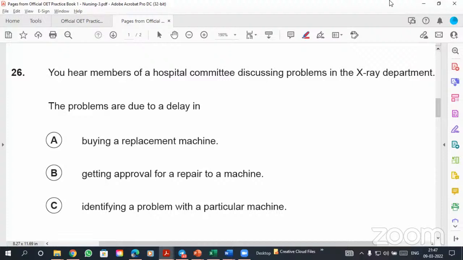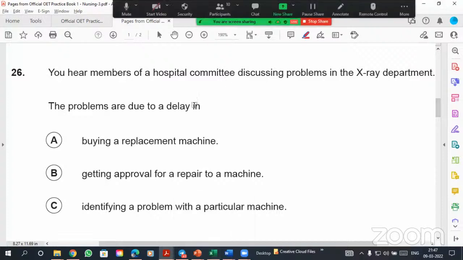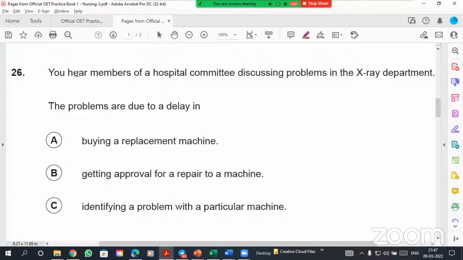Yes, you got the points there. So now let us see. Now you hear members of the hospital committee discussing problems in the X-ray department. So the members of the hospital committee are discussing problems. Everywhere problems will be there in the X-ray department.